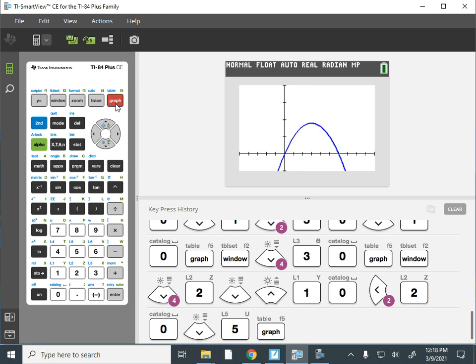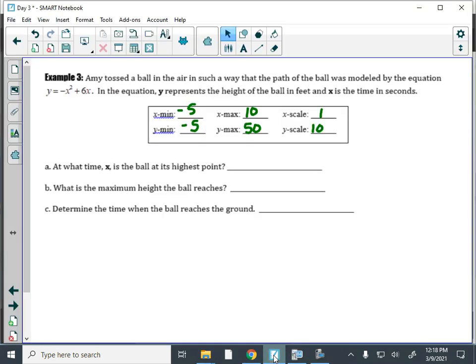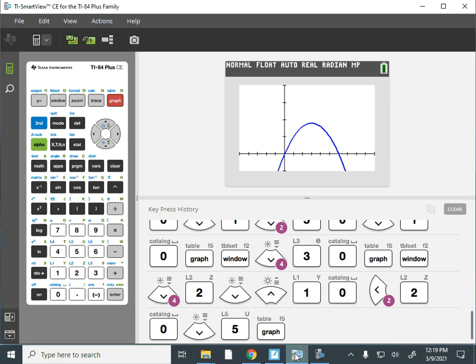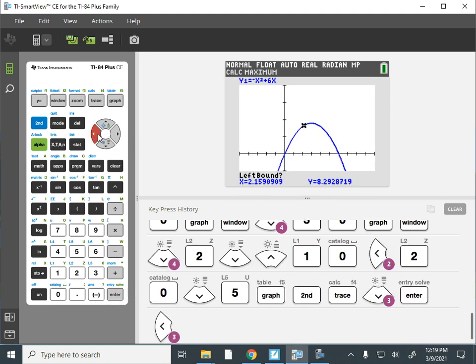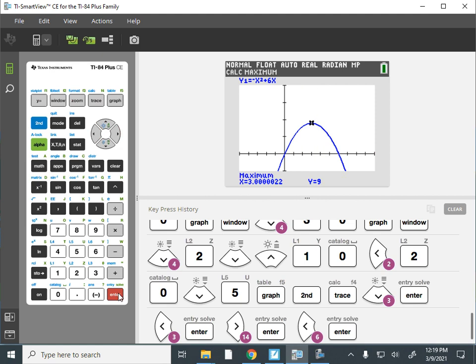Okay. So it says at what time x is the ball at its highest point. So again, in this scenario, if we go back to the directions, it's saying that x is time and y is height. Okay, x is always time, y is always height. So it wants to know when it reaches its highest point, and B is asking what is the highest point. So we want to find the maximum here. So we're going to go second, trace, maximum. Go a little bit to the left, a little bit to the right, and then guess. And that's roughly 3, 9.